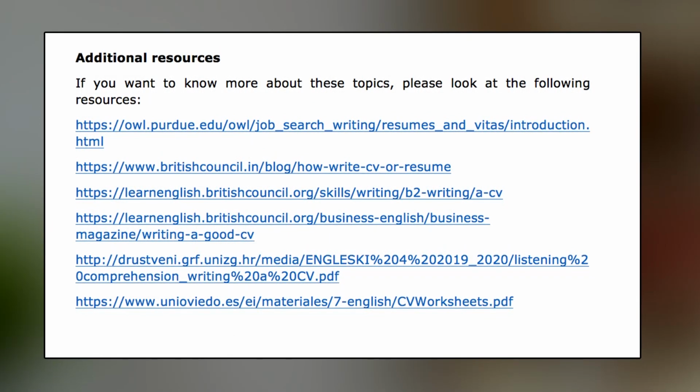If you want to know more about these topics, please look at the following resources. Don't forget to take the assessment task in worksheet 4 to check your understanding. Can we now check the answers together?